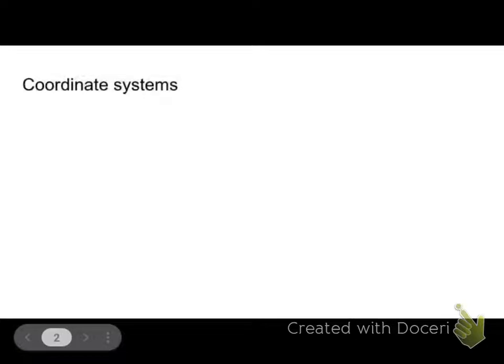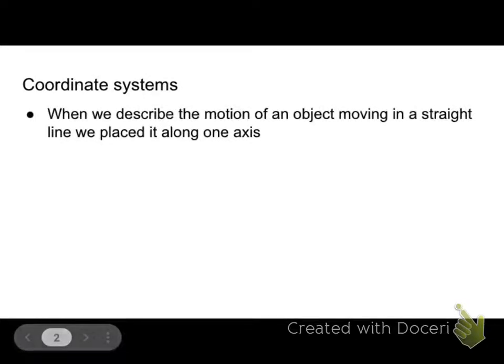Beginning, coordinate system. When we describe the motion of an object that was moving in a straight line, we placed it along one axis. So in the example that the book gave of the little salamander climbing up and down the tree, they put the salamander on the y-axis. Okay? So that's easy to do when you only have one direction of motion.